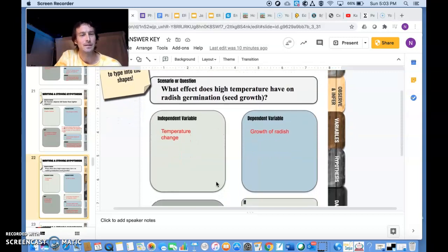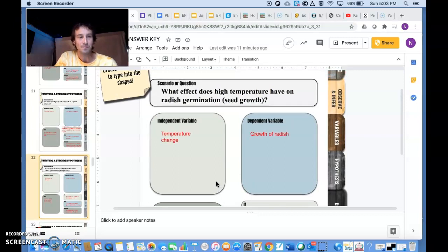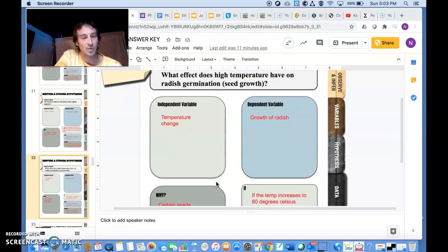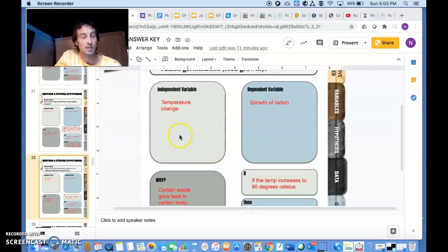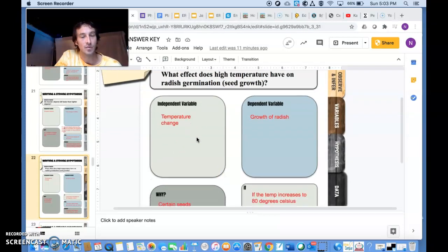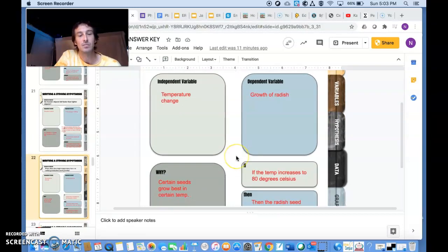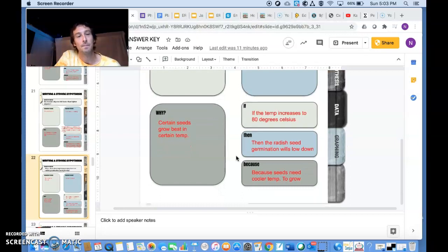All right, what effect does high temperature have on radish germination? So germination, maybe we know, a plant starting from a seed and turning into an actual plant, right? So let's just take a look at this one. We as researchers can manipulate the temperature, right? We can heat up the ground or cool it down, and we can measure the growth of a radish, again, by how big it gets, how many of the seeds actually germinate. There you go.